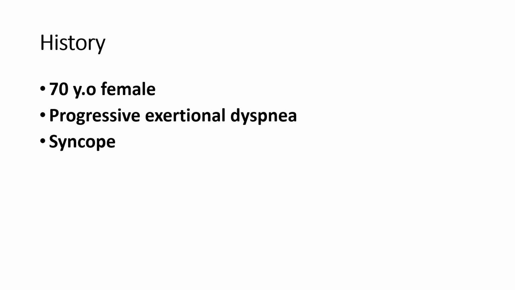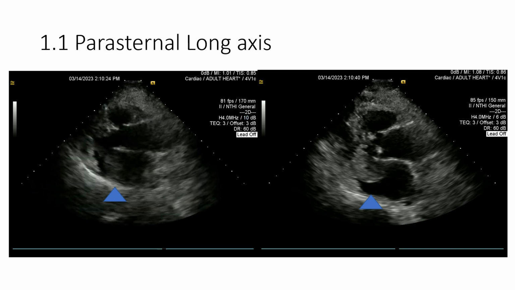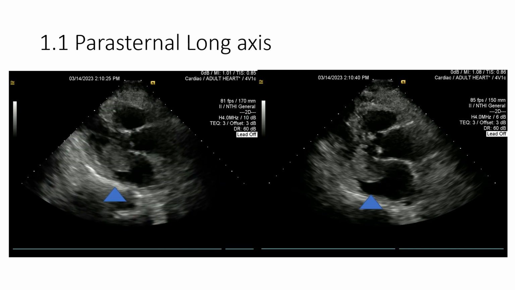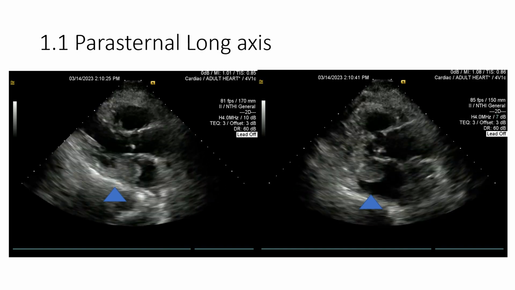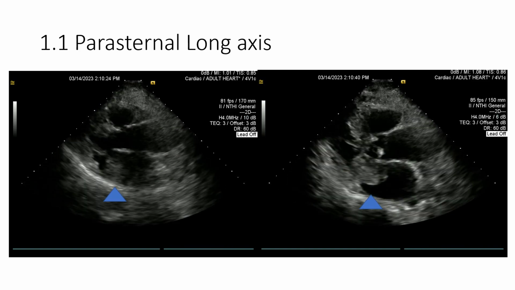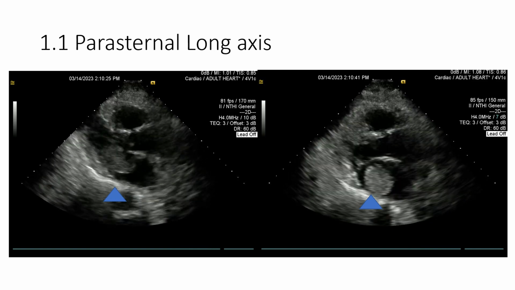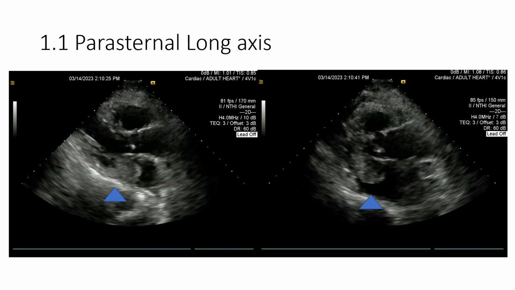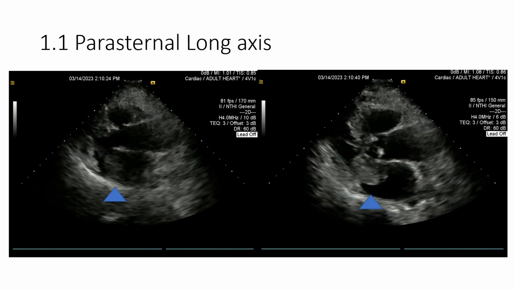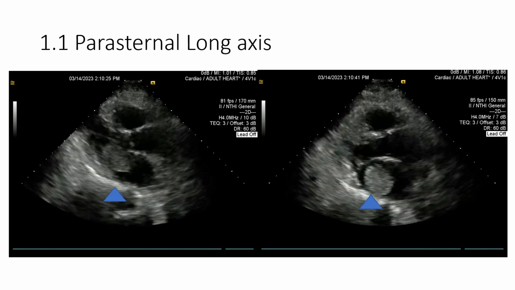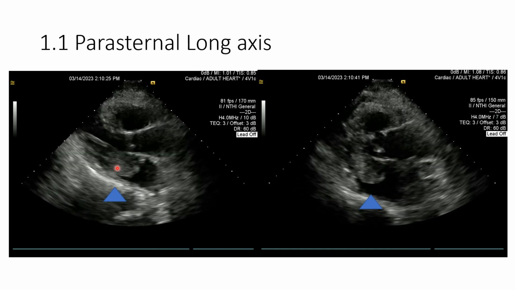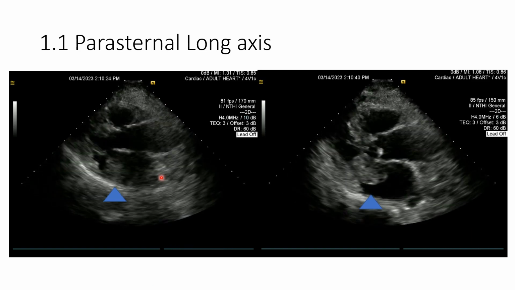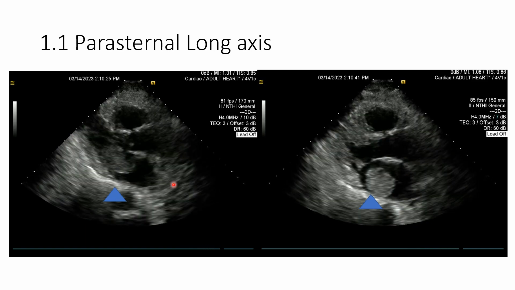Her cardiac examination on referral showed no significant findings, so we proceeded with echo. This is her parasternal long axis view, and it showed normal LV contractility and normal dimensions. However, there is a suspicious mass seen prolapsing through and moving freely across the mitral valve.